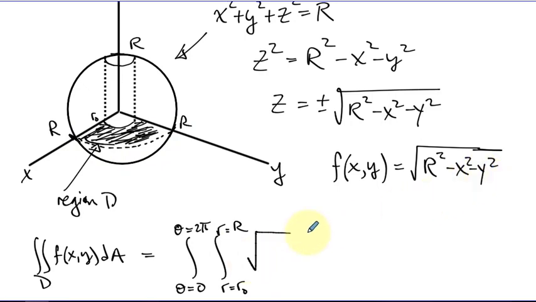This function, which I need to convert into polar, R is a constant in any coordinate system, but this x becomes R cos theta, and the y becomes R sine theta.